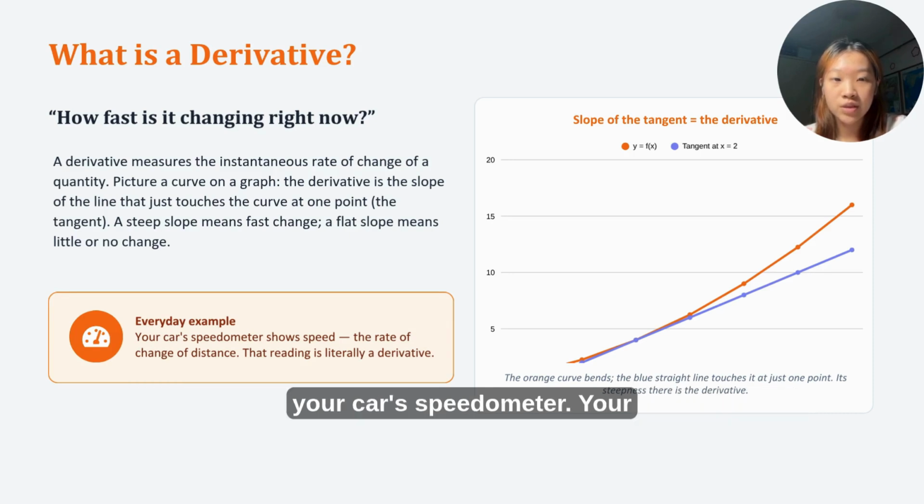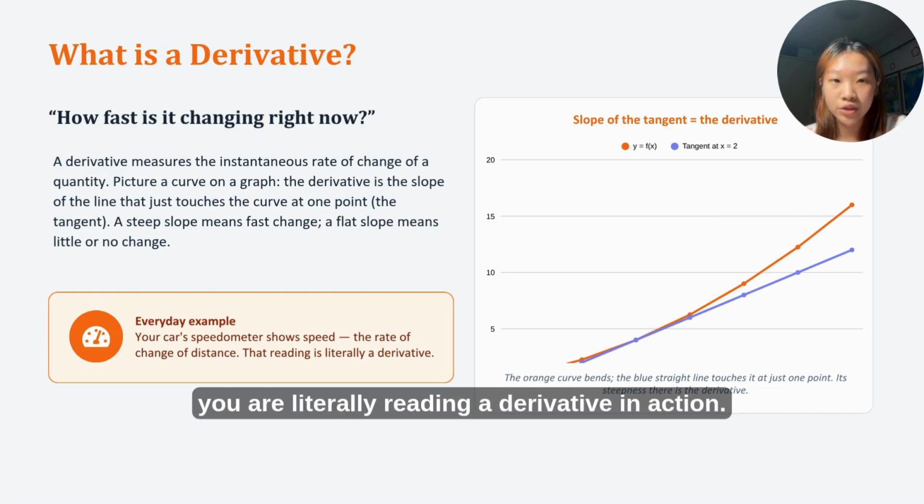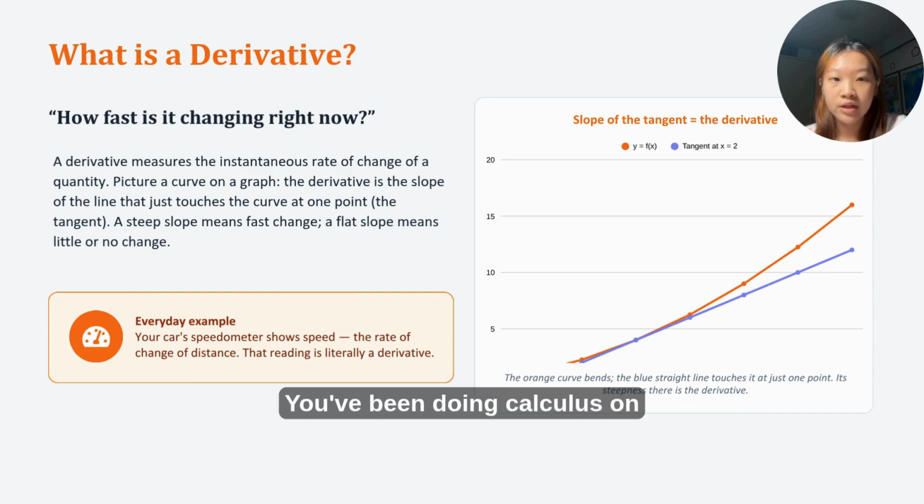Your car's speedometer. Your speed is the rate of change of your distance. It tells you how quickly your position is changing from moment to moment. So every single time you glance down at the speedometer, you are literally reading a derivative in action. You've been doing calculus on the road that whole time without realizing it.